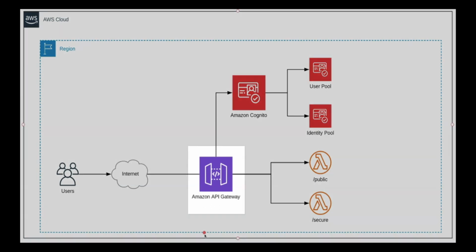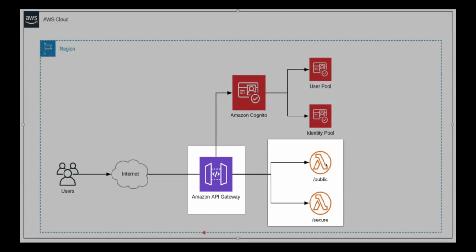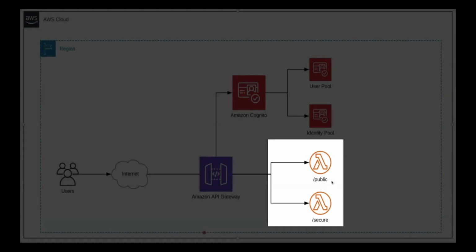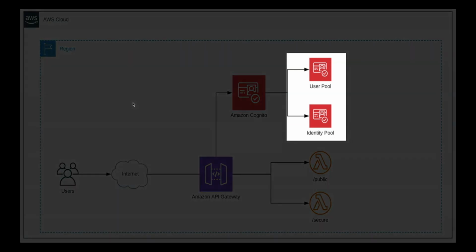Quickly looking at our diagram, we can see we have an Amazon API Gateway connected to two separate Lambda functions, one called public and one called secure. Our public function will return results to anybody, whereas our secure function will return results only if somebody has logged in using Amazon Cognito. Amazon Cognito consists of two components, a user pool and a federated identity pool.